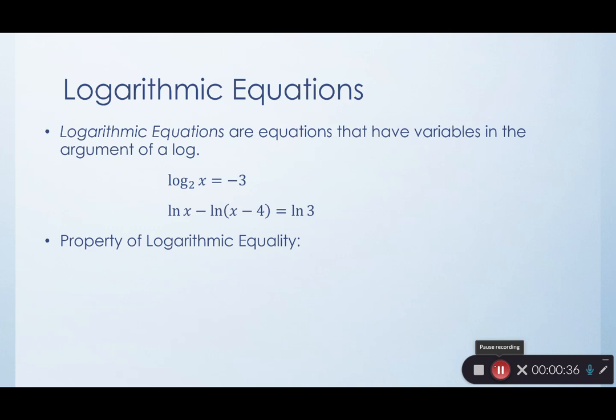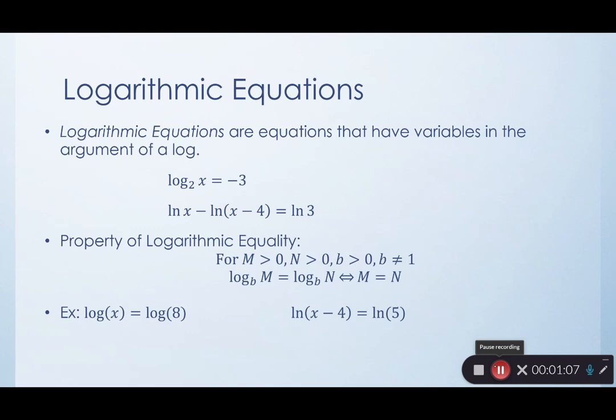All right, so the first strategy here is the property of logarithmic equality, which is so long as our arguments are greater than 0 and our base is greater than 0 and not equal to 1, if we have two logs with the same bases and they're equal, then the arguments must be equal. So log base b of m equals log base b of n implies or forces m to equal n. So for example, if I've got log of x equals log of 8, then I know x has got to equal 8, right? Because all I have here is logs.